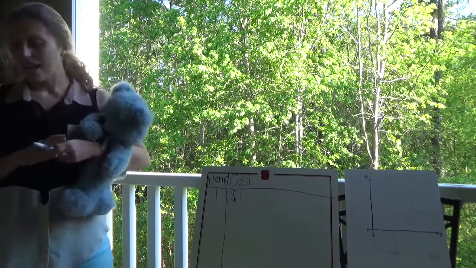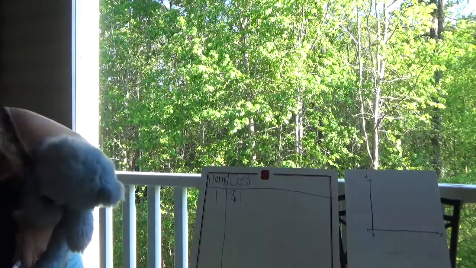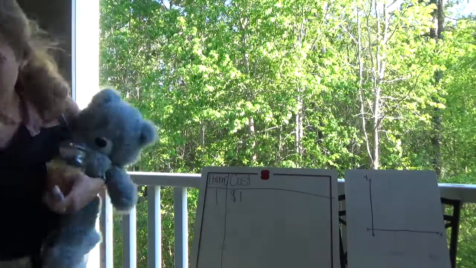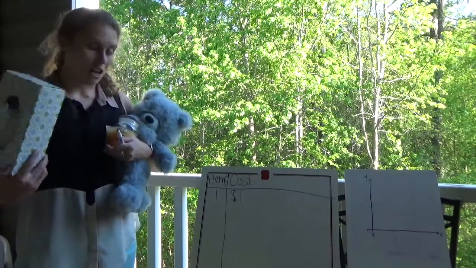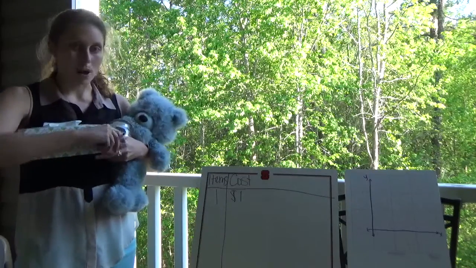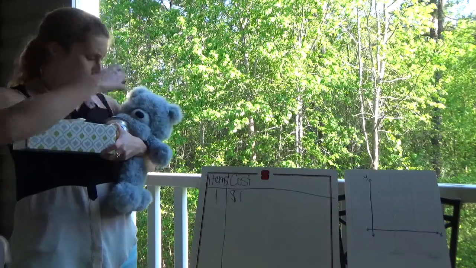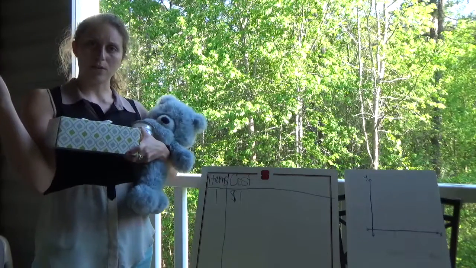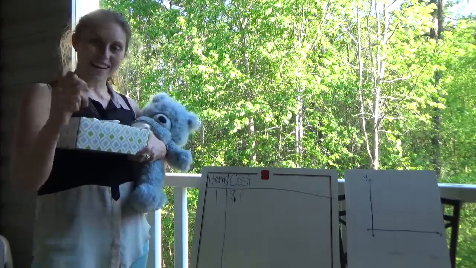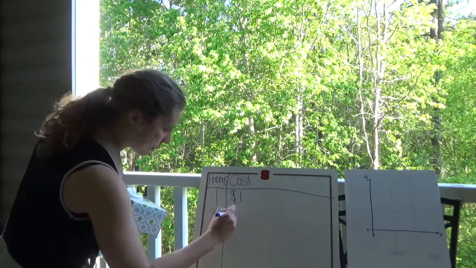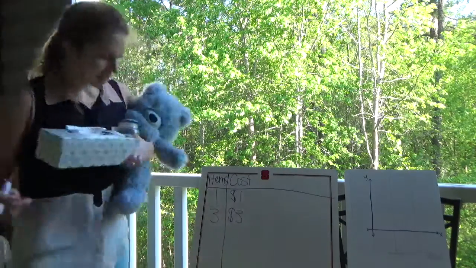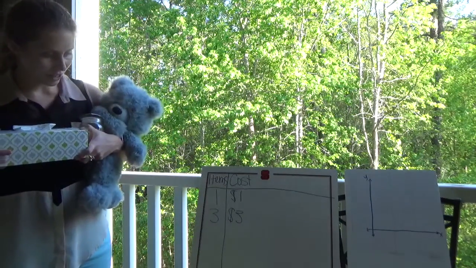Okay, but say I also want this candle and this box of Kleenex so that I can blow my nose since the pollen's so bad. Then I have 3 items, 1, 2, 3. How much money will I spend then? You're right. 3 items is $3 because each thing only costs $1.